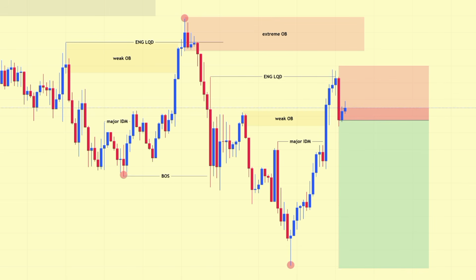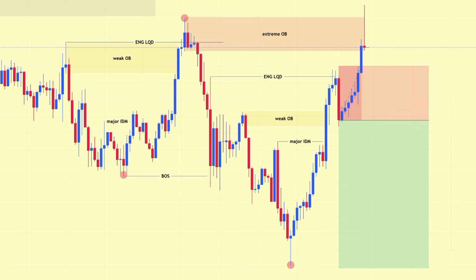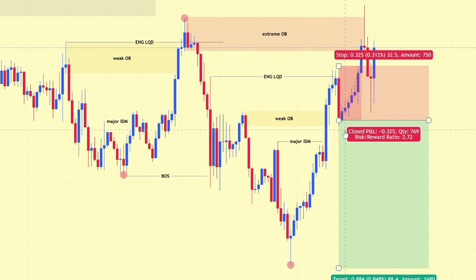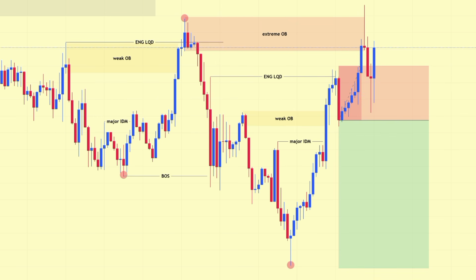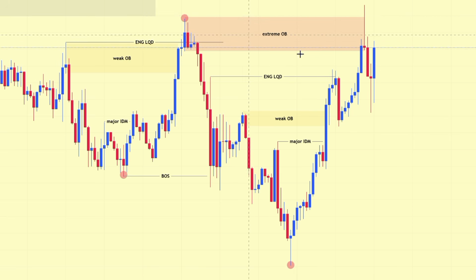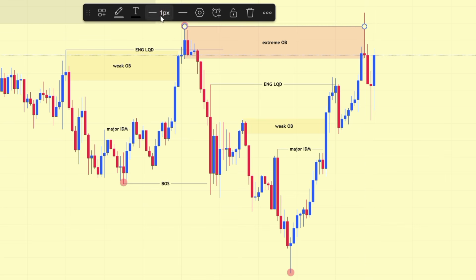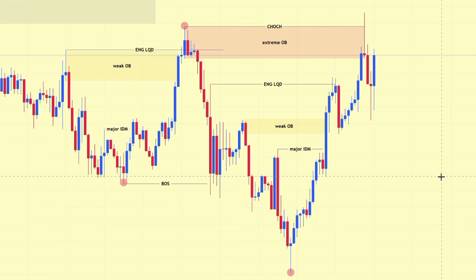Okay, so let me continue running price, and let me make this fast. Okay, so you can clearly see there the engineering liquidity failed, so we got stopped out, and that's fine. Okay, so it's exactly right there, and we can clearly see there was no reaction from the extreme order block. Instead, price headed higher towards making a break of structure. So exactly right there, and this is what we call now a change of character. So this means price has shifted bias from being bearish to now bullish.